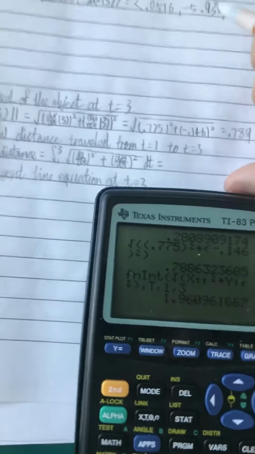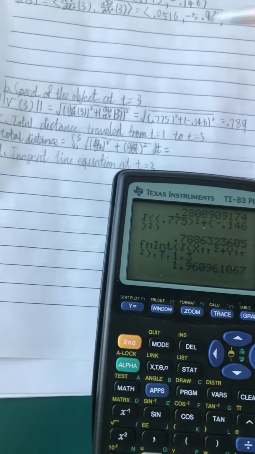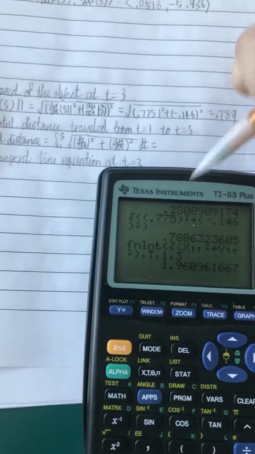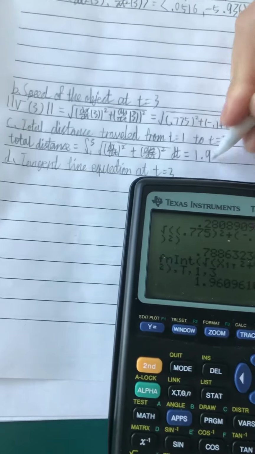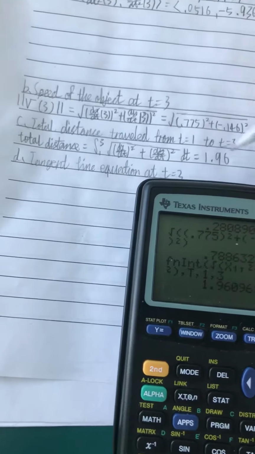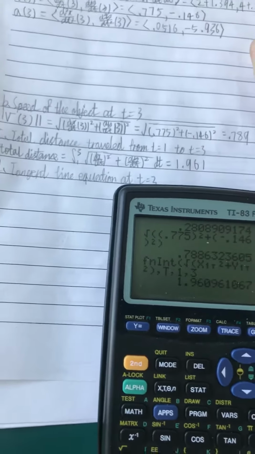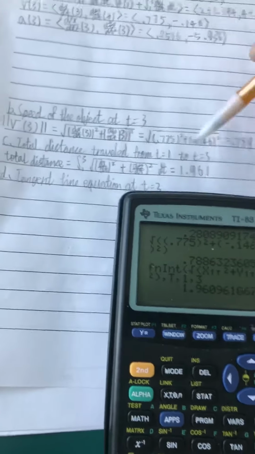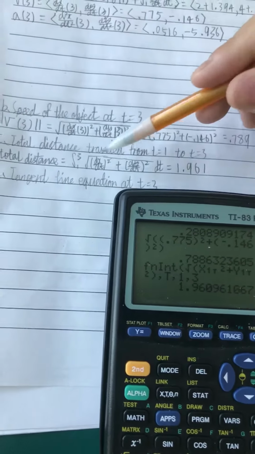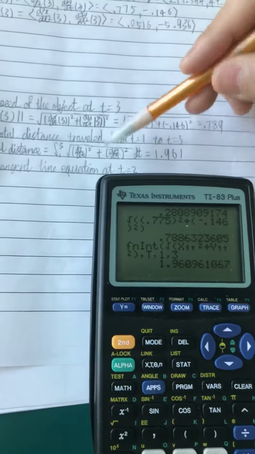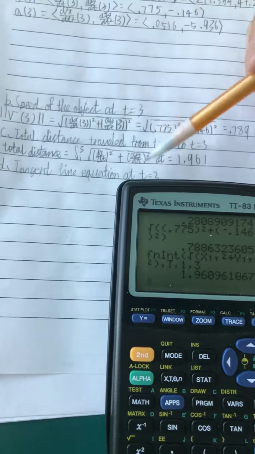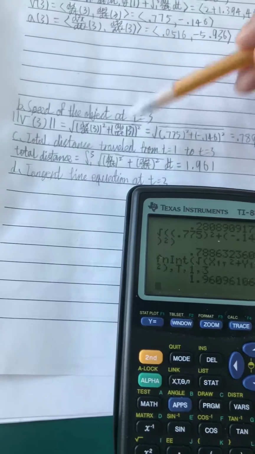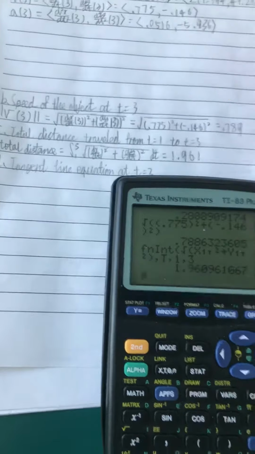Okay, so the total distance traveled by the particle from time 1 to time 3 is basically 1.96. Since the next digit is 9, we round it up to 1.96. And whenever it asks for total distance traveled, that's basically an arc length problem. So just remember this equation: the integral from the lower bound to the upper bound of the square root of (dx/dt) squared plus (dy/dt) squared. And okay, let's look at the last problem.